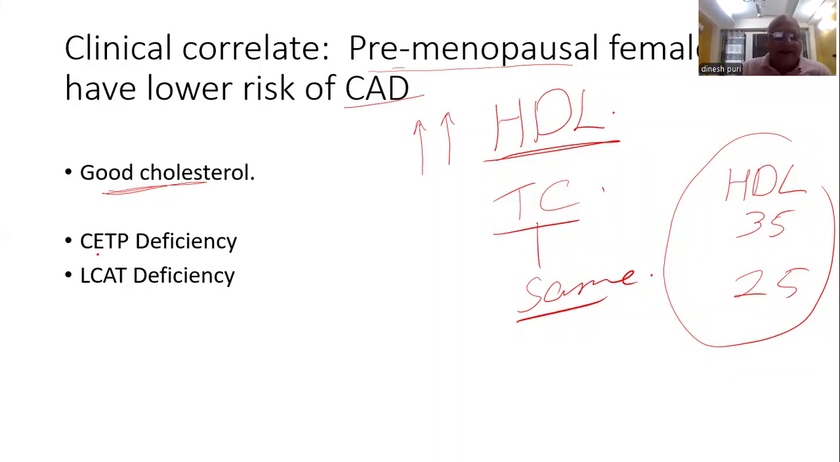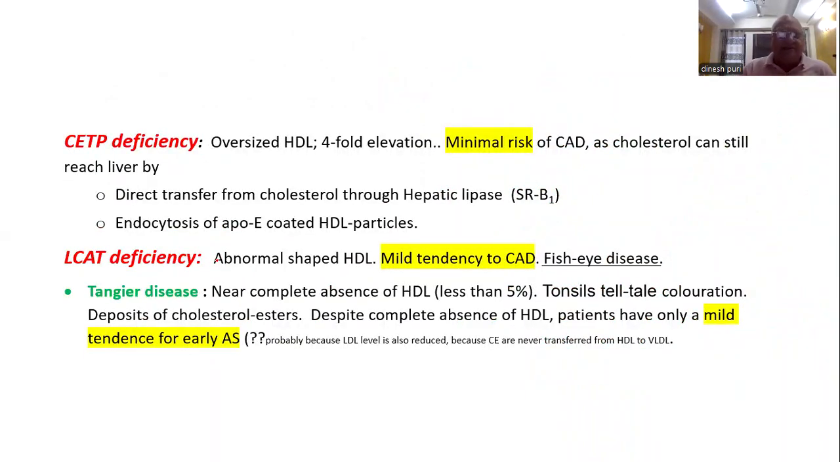Now, CETP deficiency, LCAT deficiency. Okay, I will tell you something. In CETP deficiency there is elevation of cholesterol, over fourfold elevation of HDL, oversized HDL, but they have minimal risk of CAD. Why does this happen? Because cholesterol ester is not getting transferred to the other lipoproteins. Why? The risk of CAD is minimal.